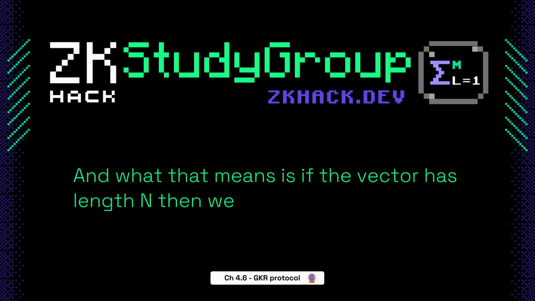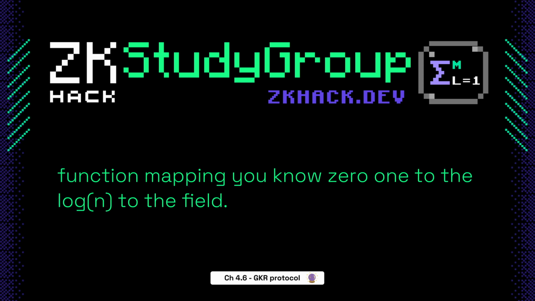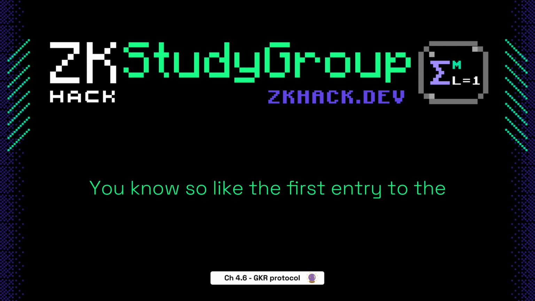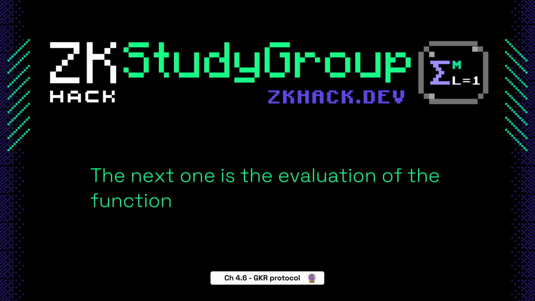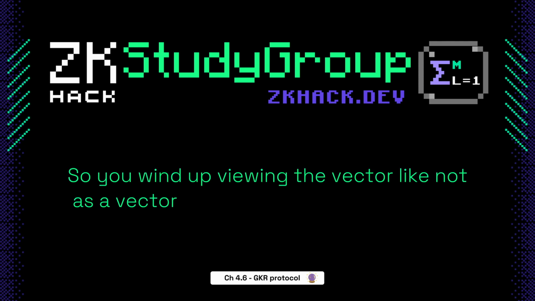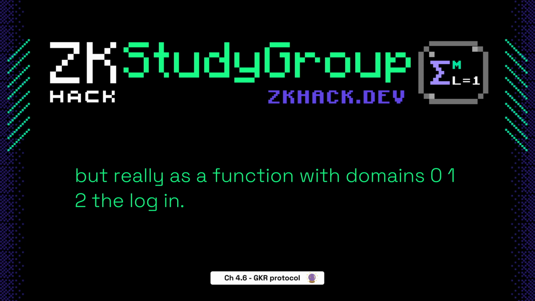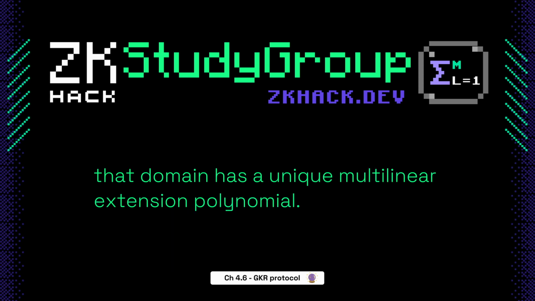What that means is if the vector has length n, then we view the vector as the list of all evaluations of some function mapping {0,1}^(log n) to the field. So the first entry of the vector is the function evaluated at 0, 0, 0, with log n zeros. The next one is the evaluation of the function at 0, 0, 0, 1, then 0, 0, 1, 0, and then 0, 0, 1, 1. So you wind up viewing the vector not as a vector, but as a function with domain {0,1}^(log n). And the reason you do that is because any function over that domain has a unique multilinear extension polynomial.